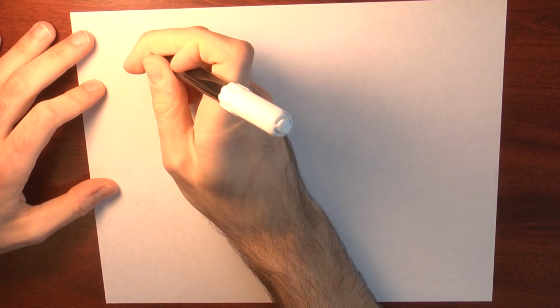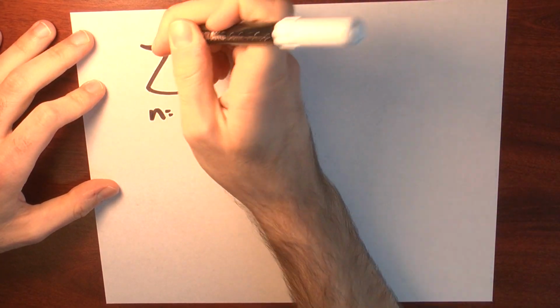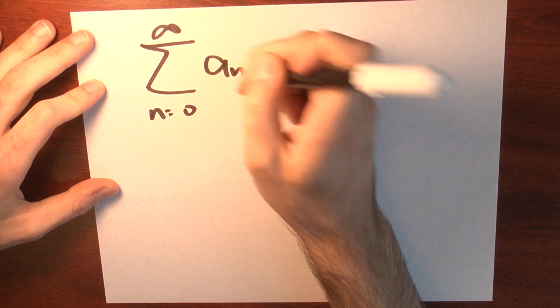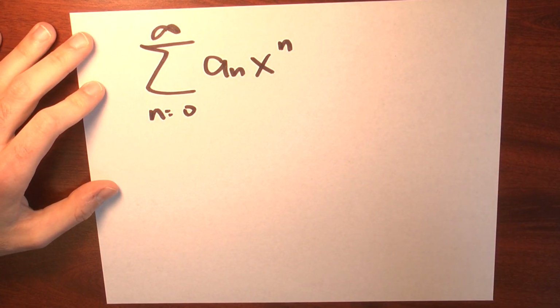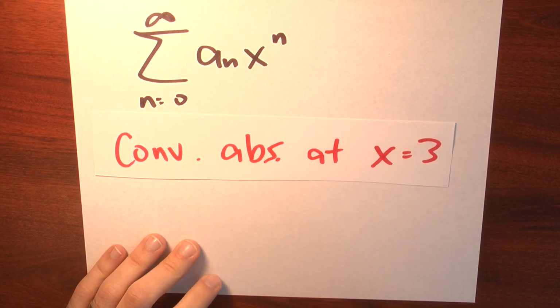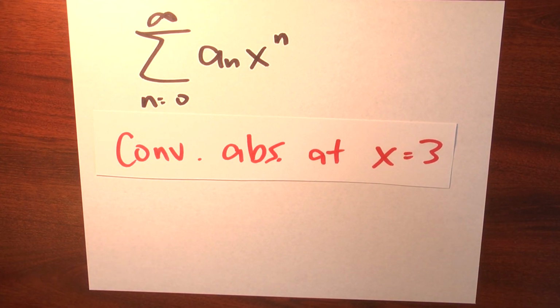Let's consider a power series. So maybe I've got a power series, the sum n goes from 0 to infinity of some coefficients a sub n times x to the nth power. Now suppose that I know that that power series converges absolutely when x equals 3. So I'm going to assume that it converges absolutely at x equals 3, and then I want to know, what about at other points?